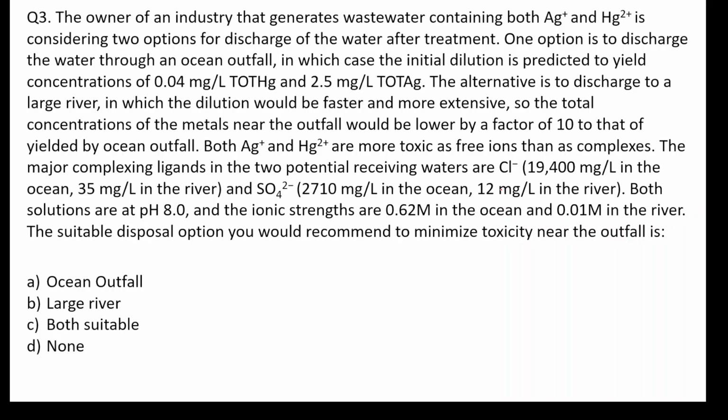Both Ag plus and Hg2 plus are more toxic as free ions than as complexes. If they are free, they will be more toxic. The major complexing ligands are chloride and sulfate. We are talking about receiving water, river and ocean both, and both solutions are at pH 8. Which disposal option would you recommend to minimize toxicity? We need to find in which one more complexes are forming. You can use Visual MINTEQ to solve this question. Try to solve this.